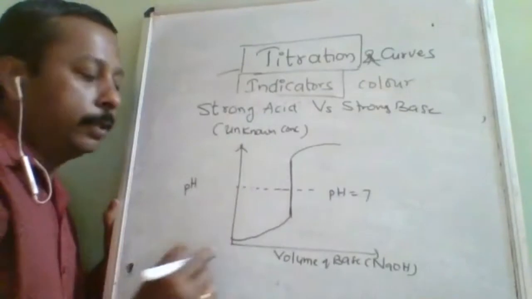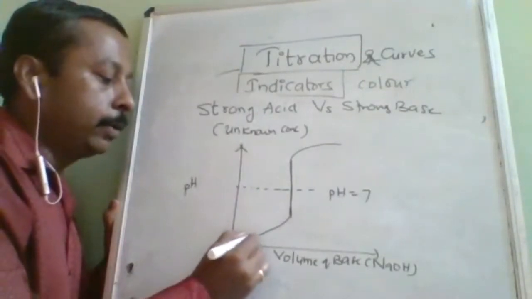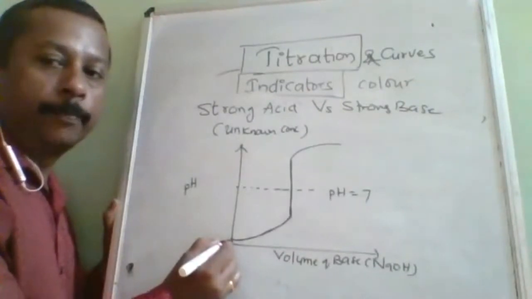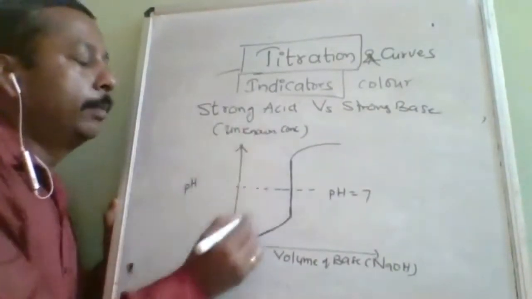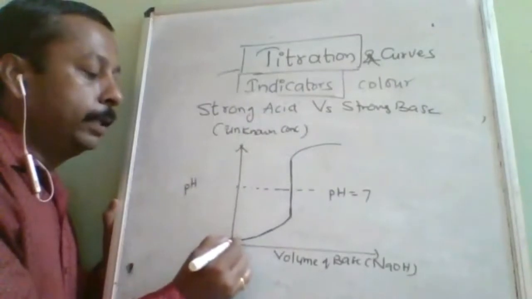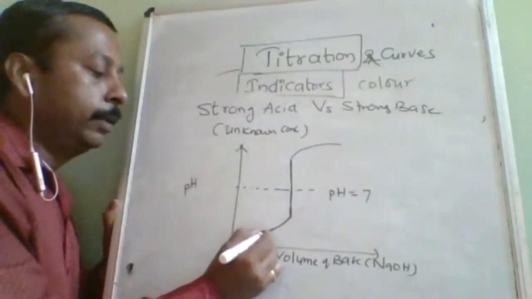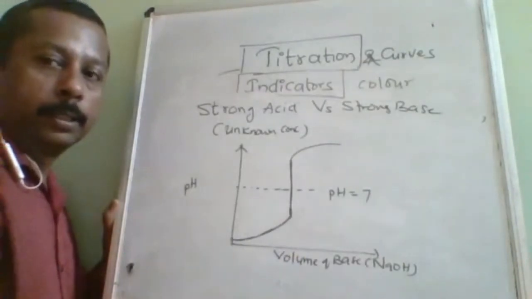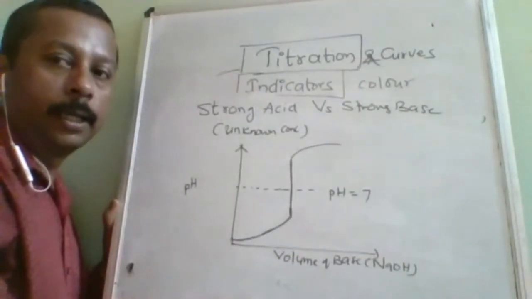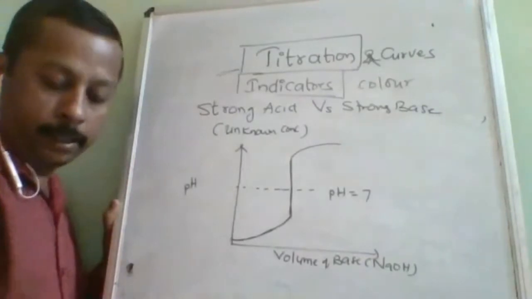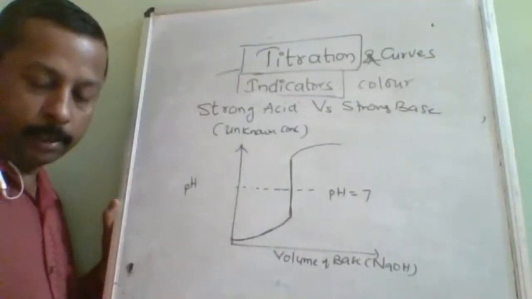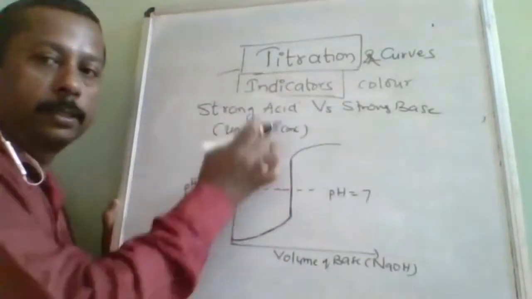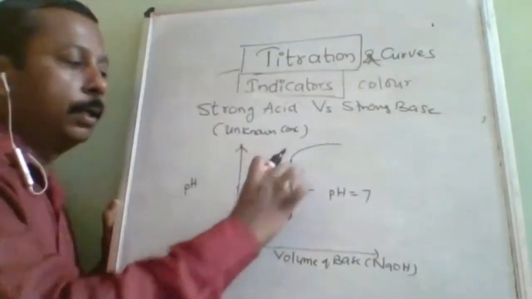Initially in the conical flask we have a strong acid. Therefore, strong acid means low pH. When you keep on adding the base, the acidic nature will decrease and the basic nature will increase, therefore pH also will increase. The length of this straight line depends on strength: both strong, more line; less strong, less line.